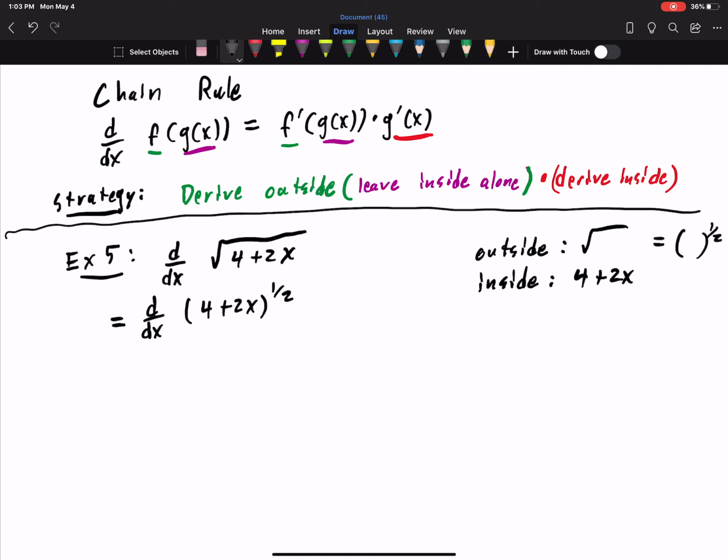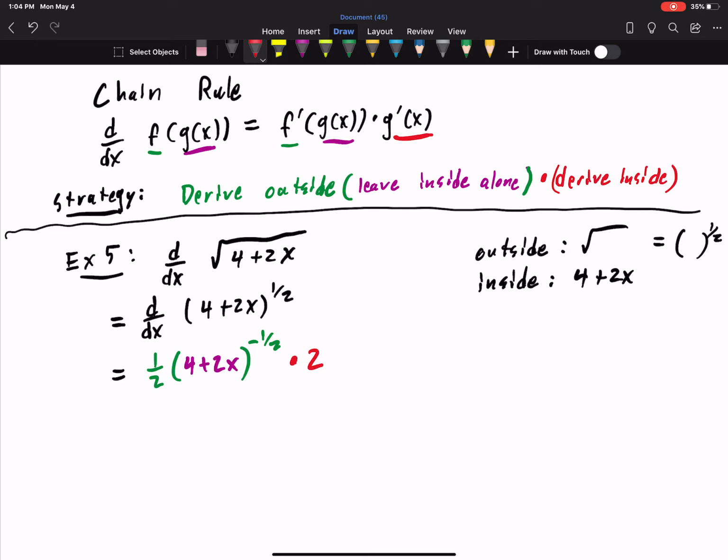We have to derive the outside function first. That is this parentheses to the 1/2. So what we do is we're going to take that 1/2, we're going to bring it down in front and subtract 1 from the exponent, just like what you normally do with the power rule. So this gives us, let me do this in green, 1/2 with the stuff on the inside to the minus 1/2. Okay? Then you copy paste the original inside. Nothing changes about it. Nothing. Okay? And then you multiply by the derivative of the inside. So the derivative of 4 plus 2x is 2.